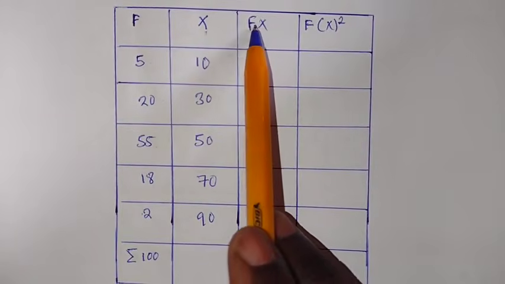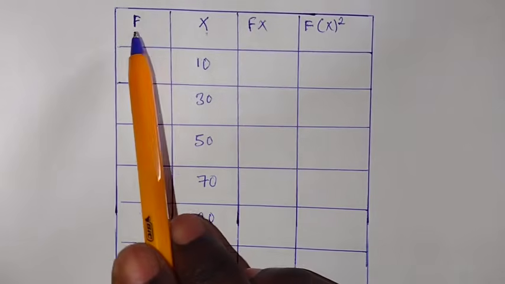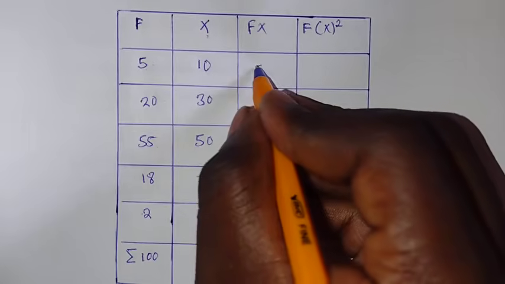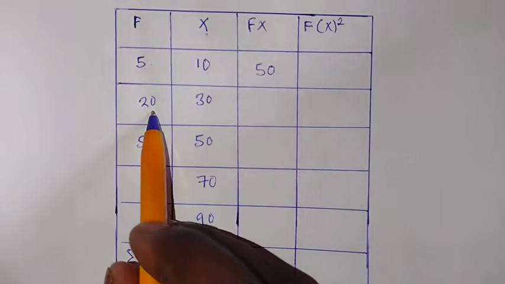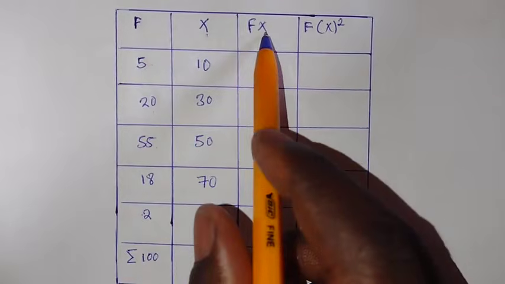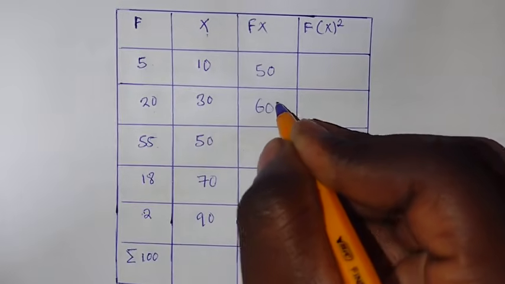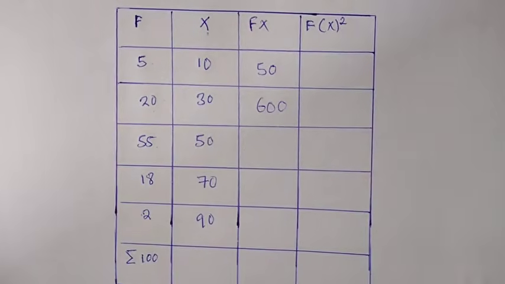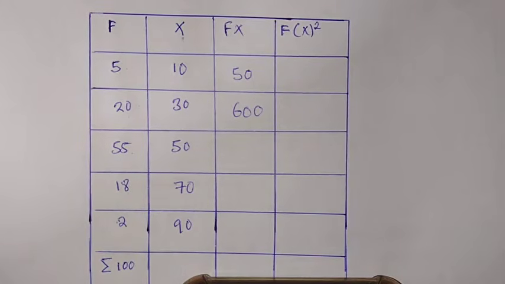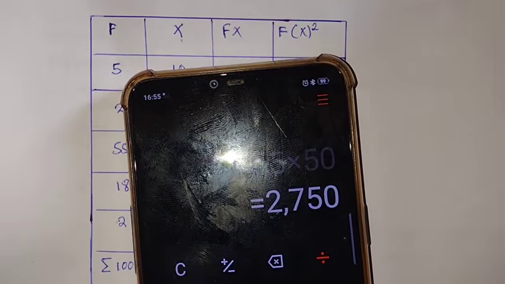Then you can check here we have fx. fx means frequency times the midpoint. So frequency we have 5, the midpoint you have 10. 5 times 10, you get 50. Then you have 20 and 30. 20 times 30, because here it's fx, you are going to get 600. The next one, we have 55 times 50. So you multiply this one, 55 times 50. You see what you get.